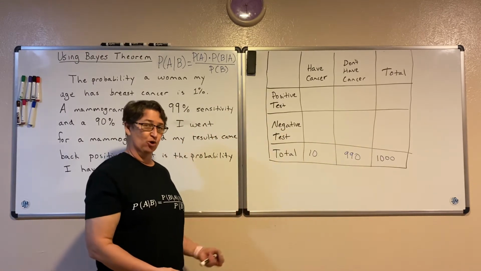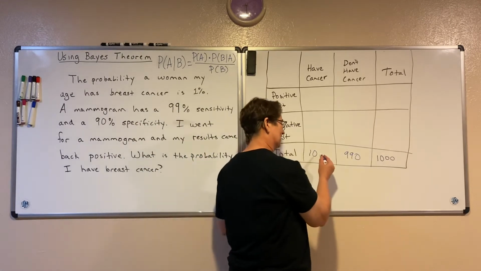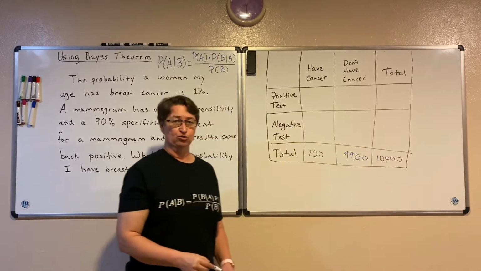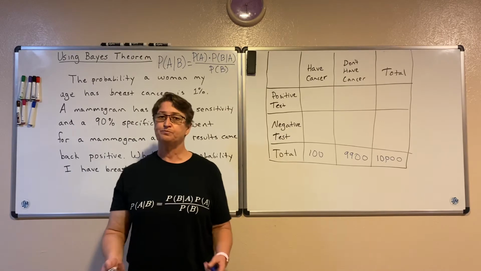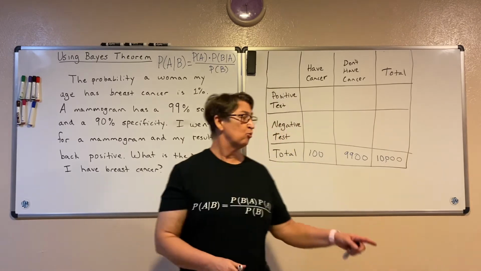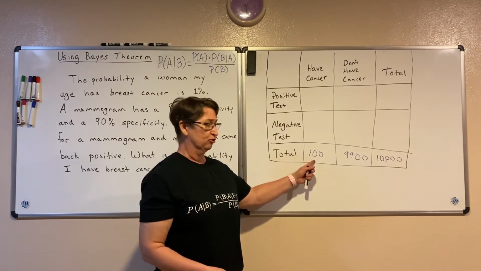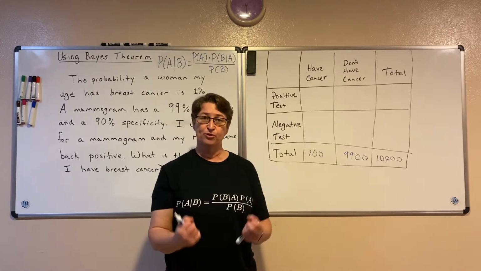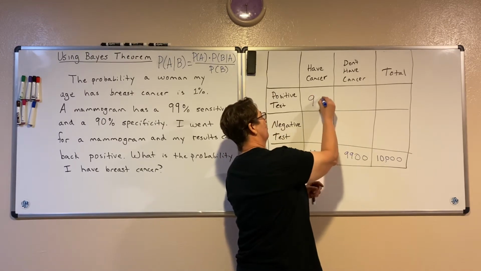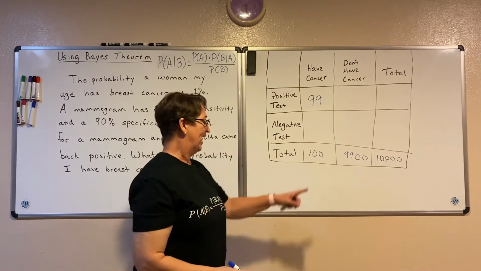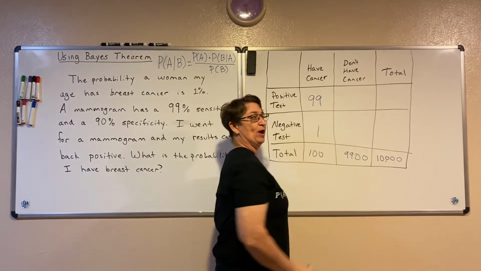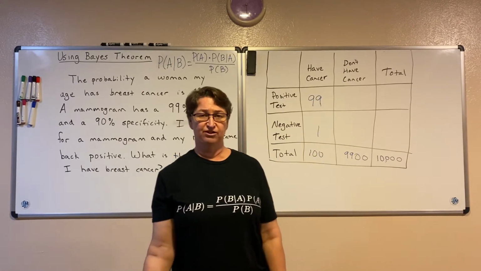Notice I just added a 0 to each one of those. I'd really like this to be 100 to make it nice and easy to work with. So I'm just going to add one more 0 to each of those, just so I have nice, pretty numbers to work with. Then a mammogram has 99% sensitivity. In other words, out of these 100 women who have cancer, 99 of them are going to walk away with a positive result. So they have the disease, they get a positive test. But that means that one person walks away with a negative test, even though they have the disease.